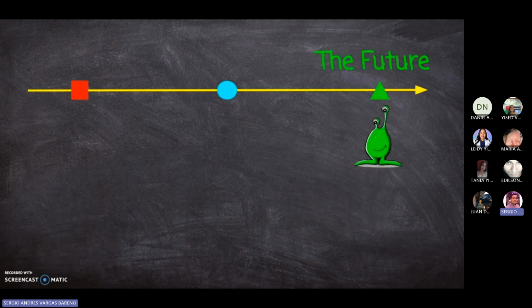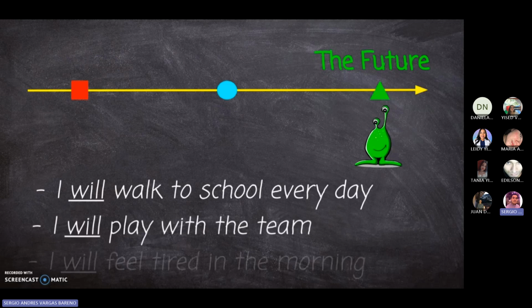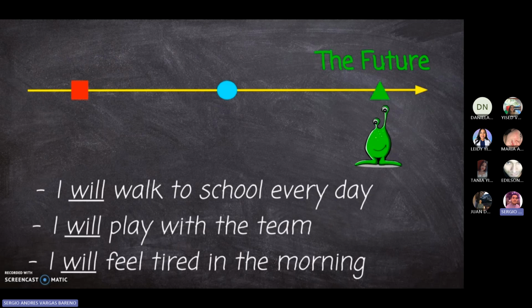Hello, and welcome to the future. I assist in expressing things that have not yet happened, things that will occur in the future, tomorrow, or next year. I will help you write and speak, and when I do this, I transform verbs into the future tense. They look like this. I will walk to school every day. I will play with the team. I will feel tired in the morning. You will notice that I use will, followed by a present tense verb.